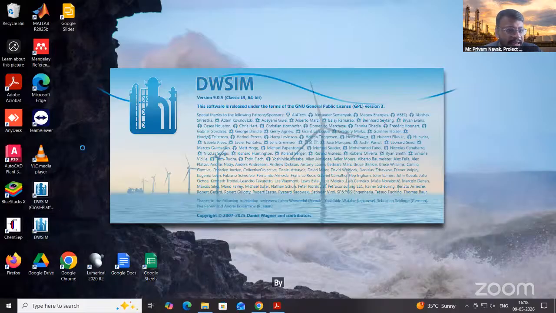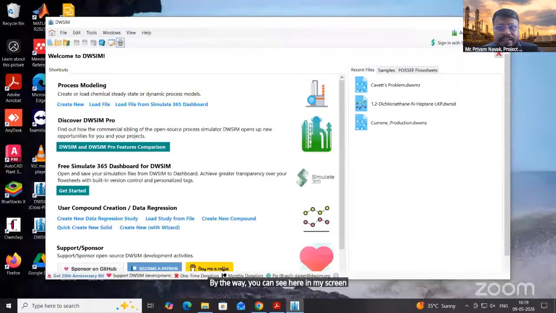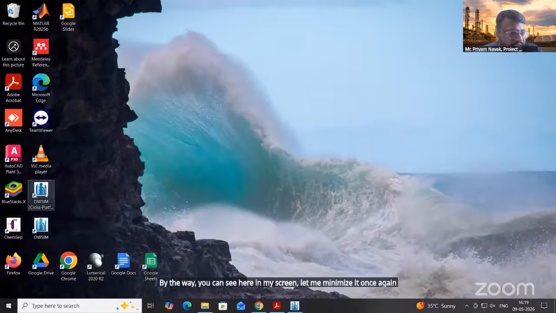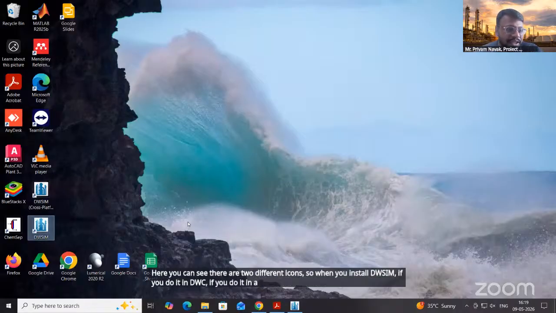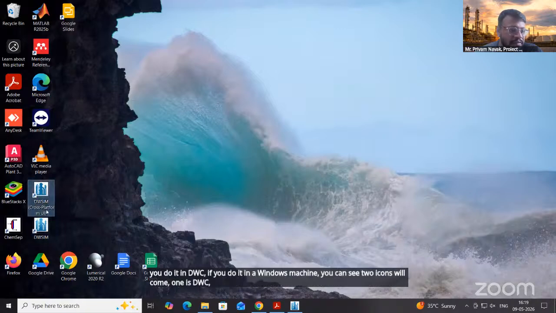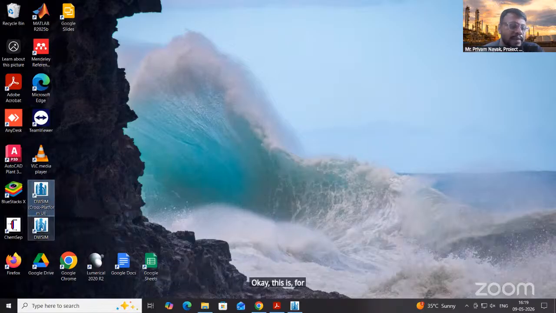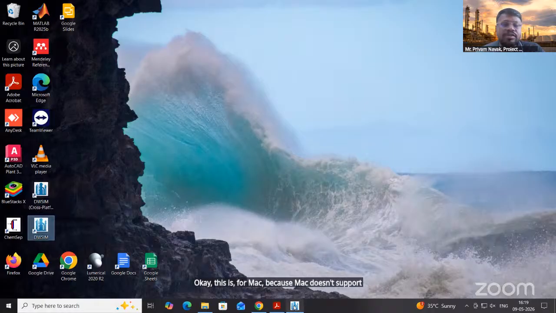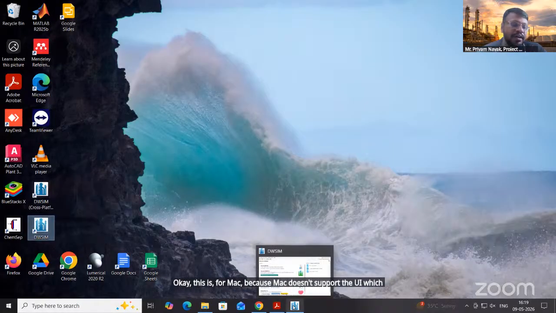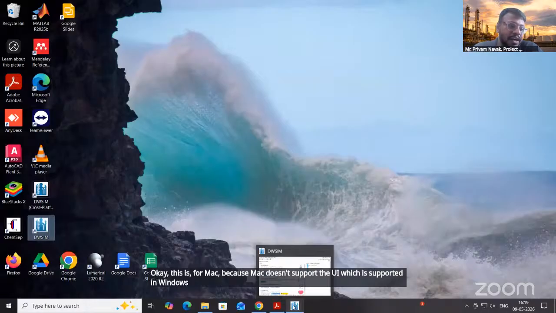By the way, you can see here on my screen, let me minimize it once again, there are two different icons. When you install DWSIM on a Windows machine, you can see two icons come. One is DWSIM, and one is DWSIM cross-platform UI. The one that is widely used is this DWSIM. This cross-platform UI is for Mac, because Mac doesn't support the UI which is supported in Windows. Therefore, there's a different UI for Mac.